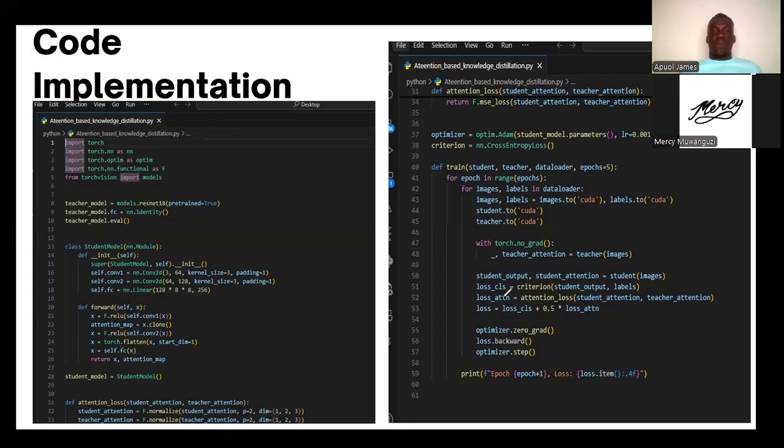So after that, we combine both losses. How do we do this? We calculate the total loss in this case, which is the cross entropy loss plus 0.5 times the attention loss. This is the weighted sum of both losses, which is the total loss in this case. So now this is what the entire code is all about. We don't need anything else to talk about here, and then we wait to see the outcome. So this is how we implement the code. Thank you.